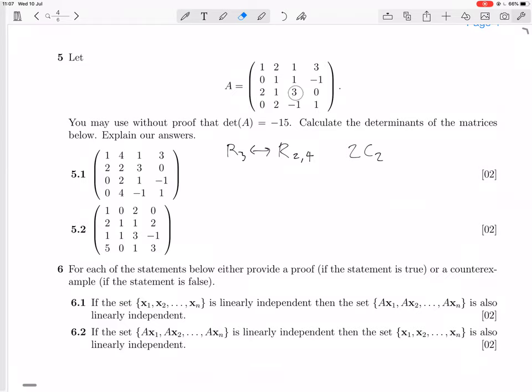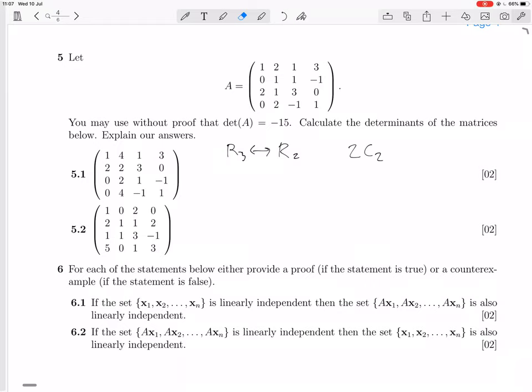Next column, 1, 1, 3, minus 1, and 1, 3, 1, minus 1. That's the same, but we swapped row 2 and row 3, right? Not row 4. So it's going to be row 2 and row 3. Next column, 3, minus 1, 0, 1. Yeah, we swapped row 3 and row 2. So you swap row 3 and row 2 and multiply column 2 by 2, and then you get exactly this matrix.